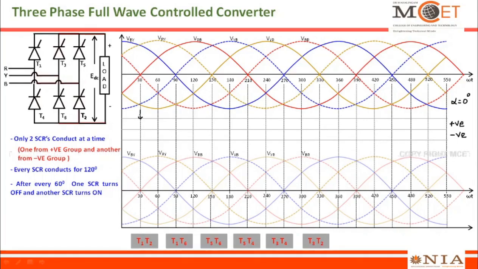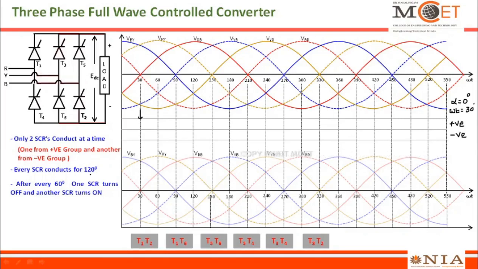As I said already, when alpha is equal to 0 degrees, omega t is equal to 30 degrees, because before omega t equal to 30, some other phase line voltage will be more positive than Vry. So T1 will start its conduction only at this point.